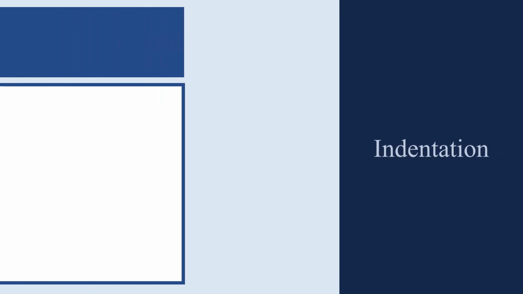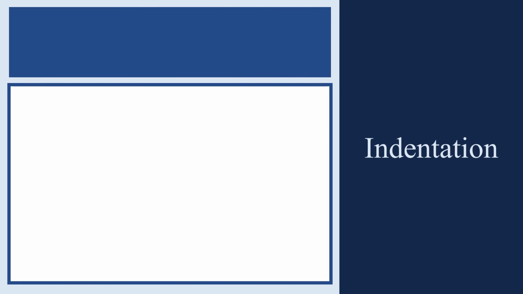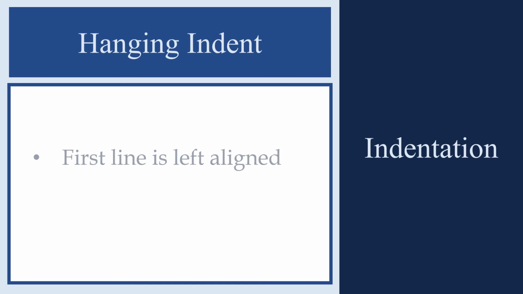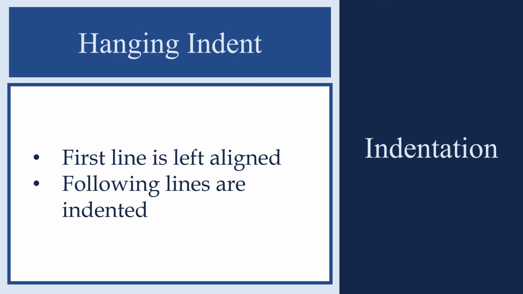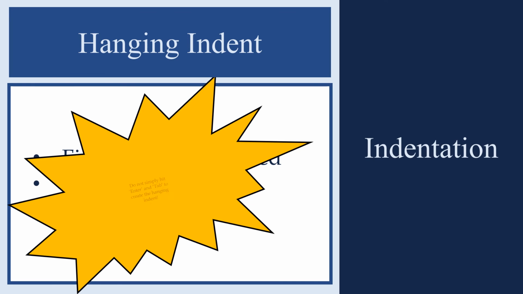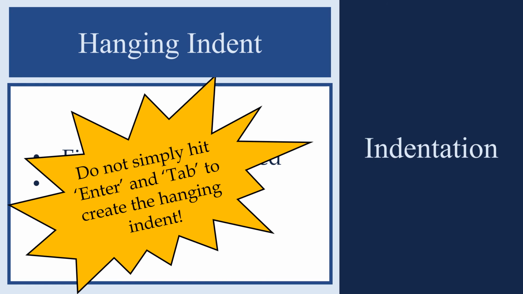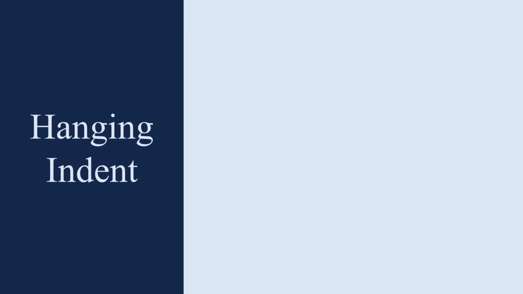Let's take a look at indentation. APA prescribes that we use the hanging indent for the reference entries. This means that the first line is left aligned, and the lines following it will be indented. However, we do not want to simply hit Enter Tab to create a hanging indent. So why can't we simply hit Enter Tab to create the hanging indent?